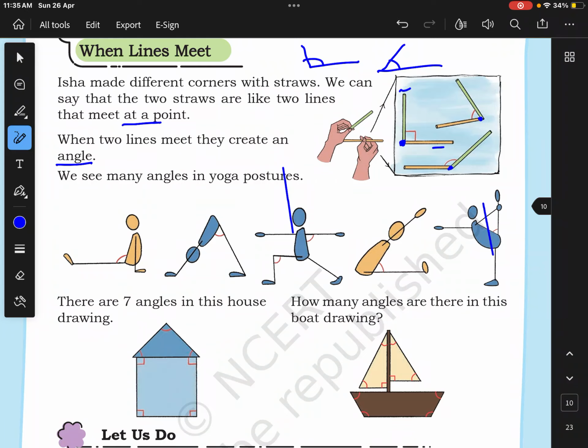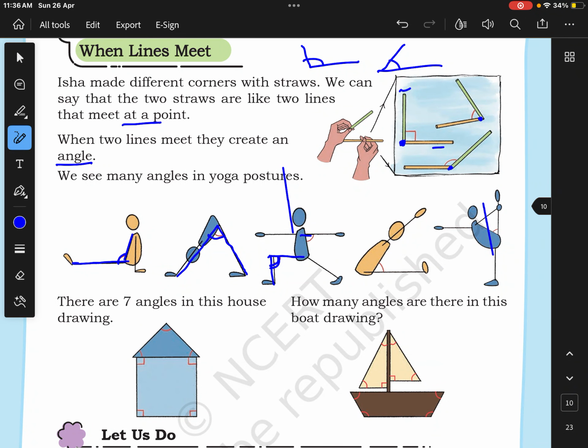We see many angles in yoga postures. So you can see, if you treat the body of this person as a line and the leg as another line, then it is creating an angle here. Again, here if you see the body of the person as a line and this leg as a line, it creates an angle here. Again, when a person bends his leg from the knee, it also creates an angle here.